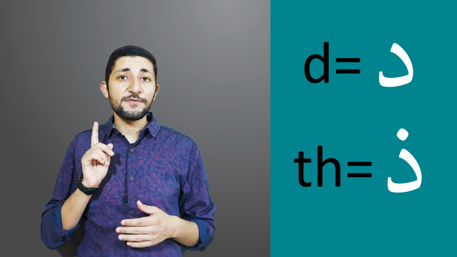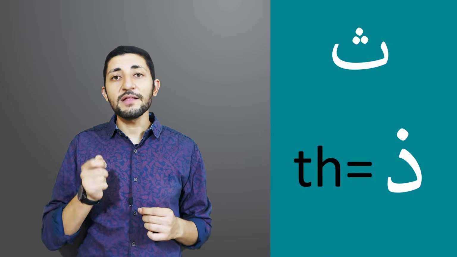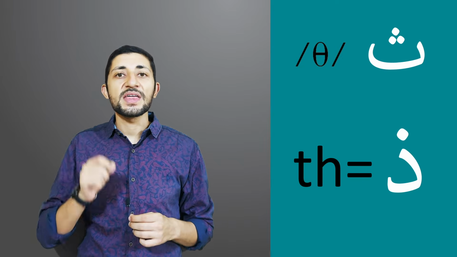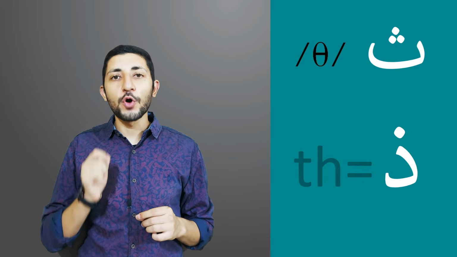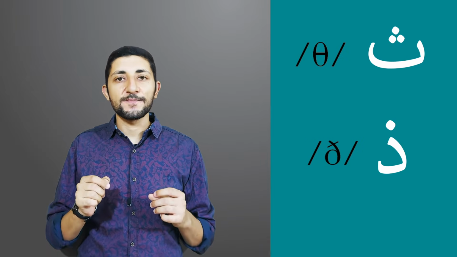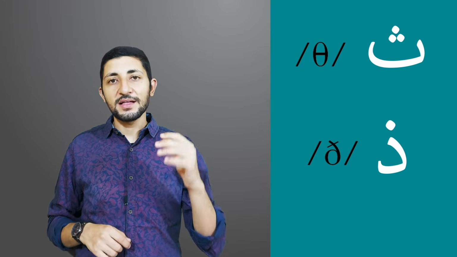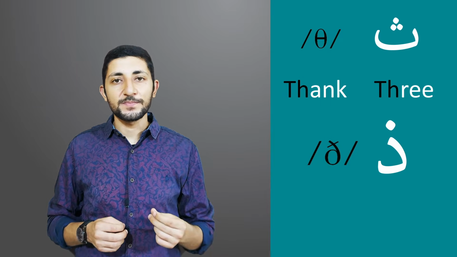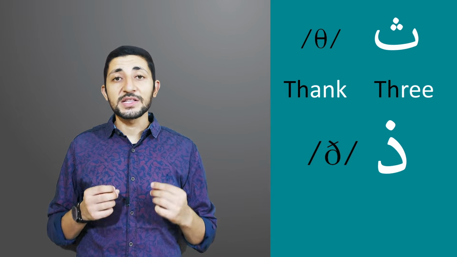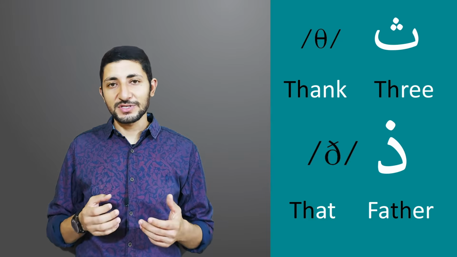If you recall, in the first group, we covered letter tha, and this one is the unvoiced TH sound, tha. While here in this group, we have the voiced TH sound, dha. So we have tha and dha. The tha like in thank you or the number 3. While the dha is like that or father. I hope the difference is clear.